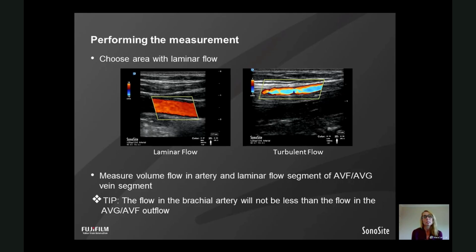I do see formal ultrasound sometimes where they note that the inflow is 500 mils a minute and the outflow is 1,000 mils a minute, and I know then to go and look at their actual images, because I know that the measurements weren't correct, because the inflow brachial artery can't be 500 and the outflow be 1,000. It's just not possible. And usually what I find then is that they've measured the outflow just at the anastomosis in a very turbulent area.